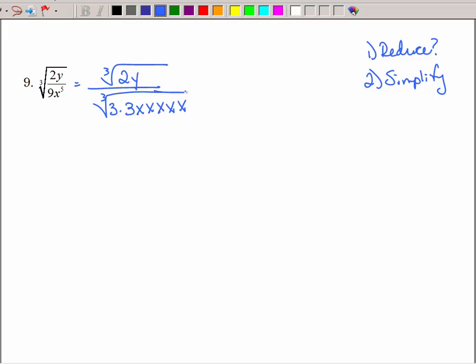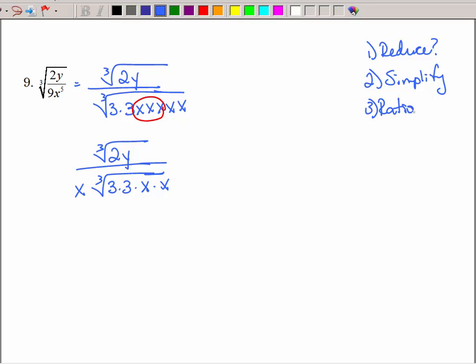So you can use that short method of dividing the exponents, or the longer method, what I'm doing here is saying, okay, yes, I can take out an x. So I have the cube root of 2y on top, the x comes out, and on the bottom I have 3 times 3 times x times x. I'm going to go ahead and leave it in that factored form so I can do my third step of rationalize, meaning multiply by how many of what you need.